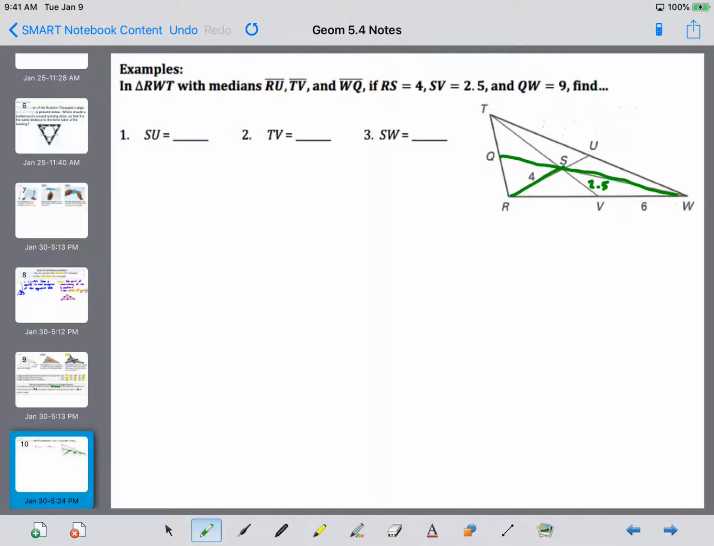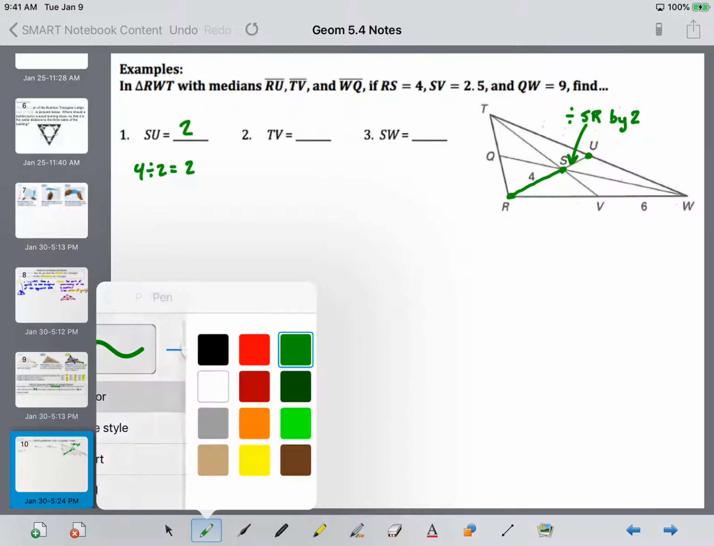All right, so let's first start with SU. Let me just erase this other stuff so we can focus on that. So SU is here. And if we know from S to R is 4, and that's the longer piece, if you divide 4 by 2, that's going to give you the length from S to U. So you can find this by dividing SR by 2.